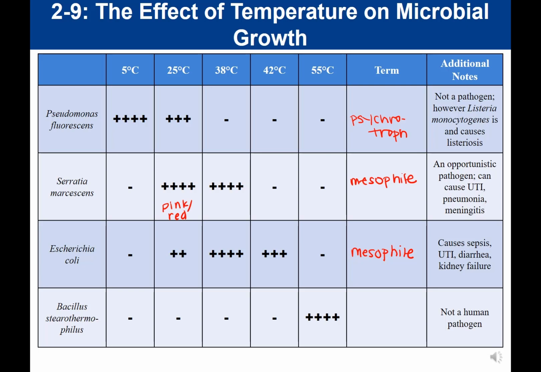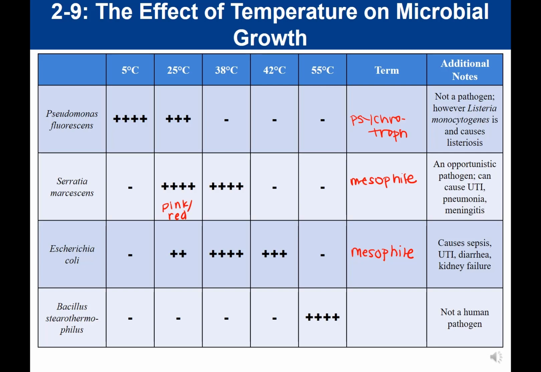One of the things to notice is if you look at where the bacteria grew at what temperatures for E. coli and compare that to Serratia, you'll notice something different. And that is that they have different optimal ranges. E. coli tends to like human body temperature and possibly even a little higher, whereas Serratia marcescens likes human body temperature and a little bit cooler.